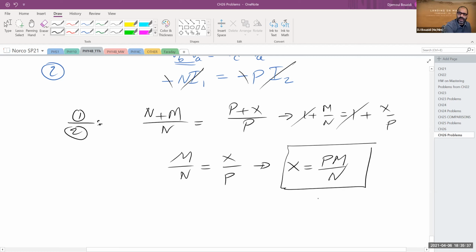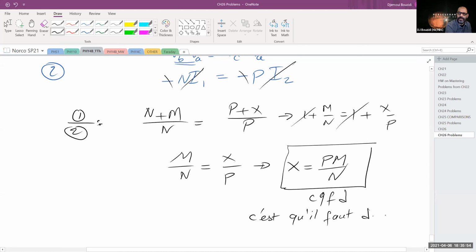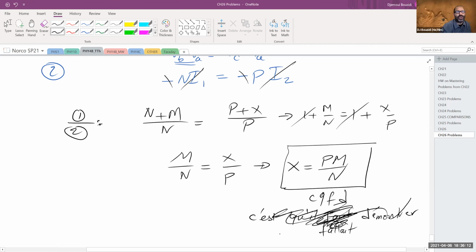This is what we needed to show. Okay. Sometimes you'll find this expression written extensively in physics, CQFD, which stands for the French way of saying what needs to be shown, Ce qu'il fallait démontrer. Basically what needs to be shown, okay? Forget about this. This is what we were asked to show. That's the question actually that we were supposed to show.